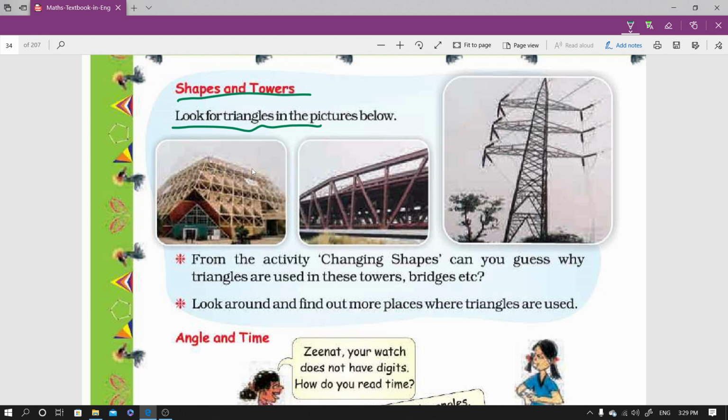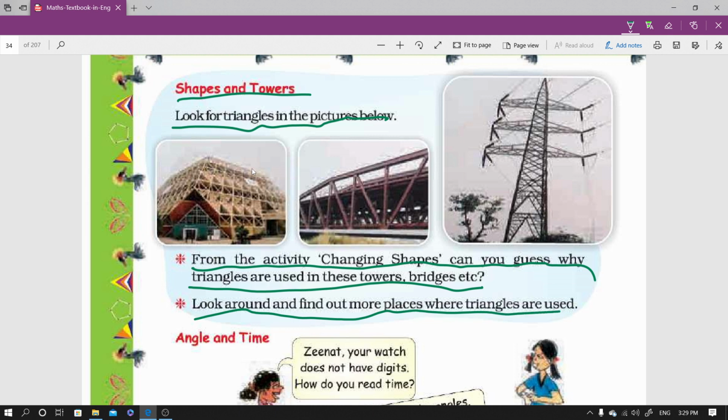Shapes and towers. Look for triangles in the picture below. From the activity changing shapes, can you guess why triangles are used in these towers? Look around to find out more places where triangles are used.